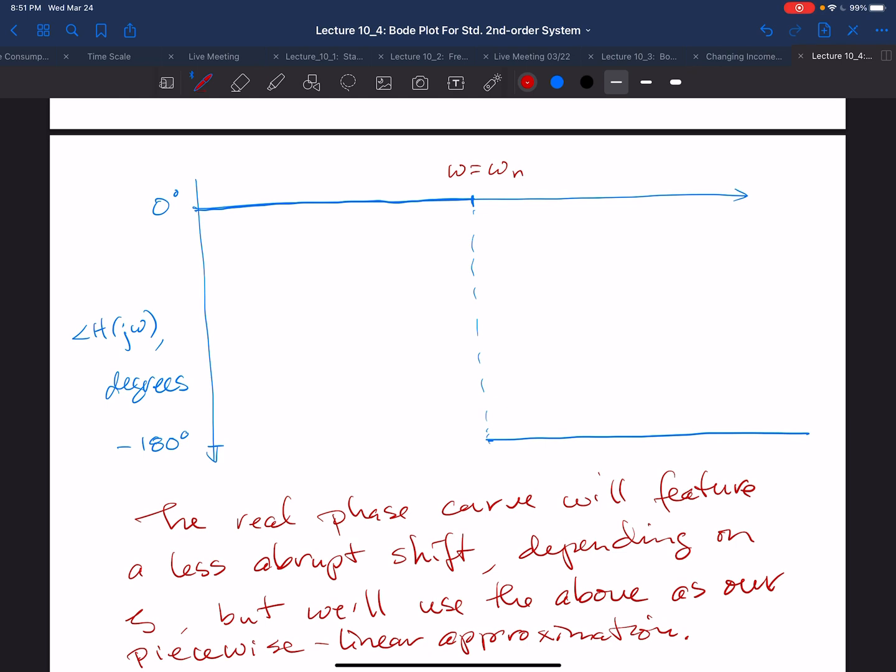The reason why we might wish to choose this as our piecewise linear approximation will probably become a lot clearer when you go to SE380 and you start doing control. Essentially, the idea is that this drop-off in phase can pose a lot of problems for control. In particular, it can lead to instability. So in a sense, this is a worst-case analysis where this drop-off occurs very abruptly.